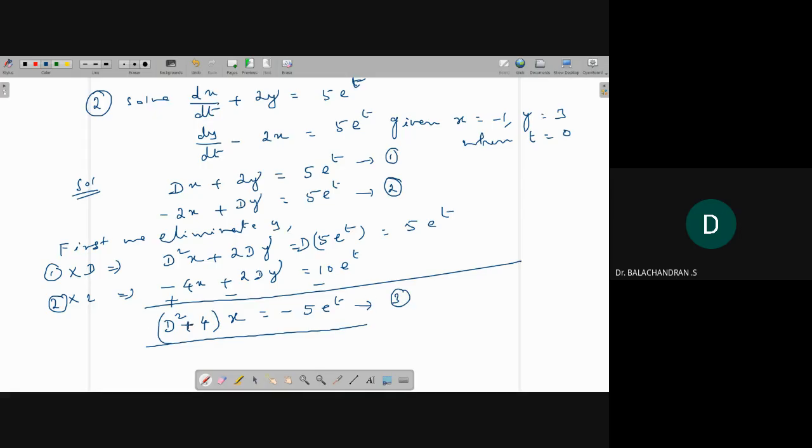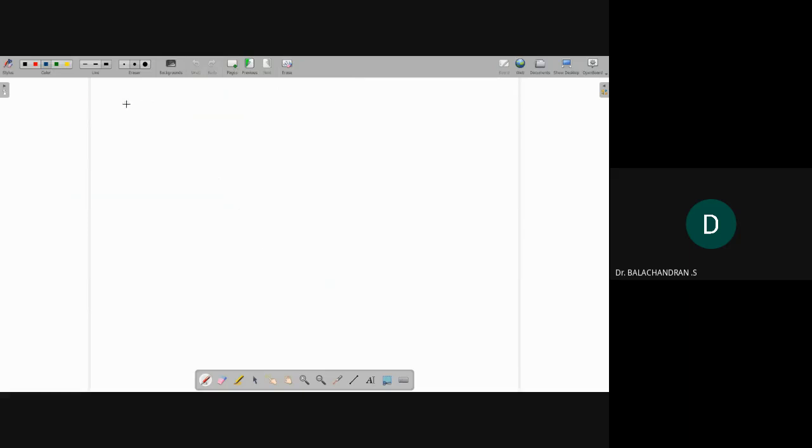So now this is a second order linear differential equation with constant coefficients. We should solve for x to find the complementary function and the particular integral. So the auxiliary equation is m square plus 4 equal to 0. So this implies m square equal to minus 4. This implies m equal to plus or minus 2i.